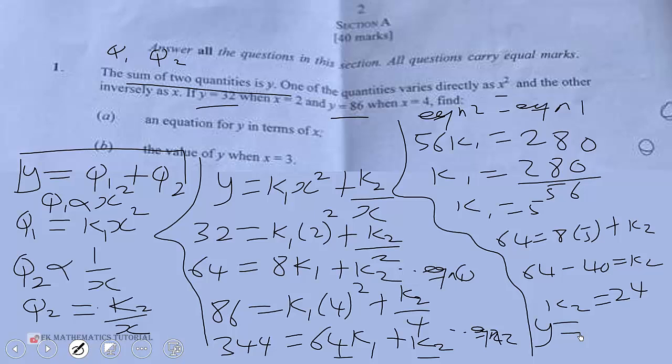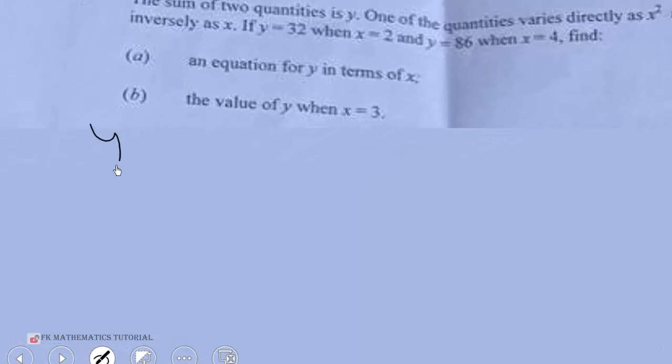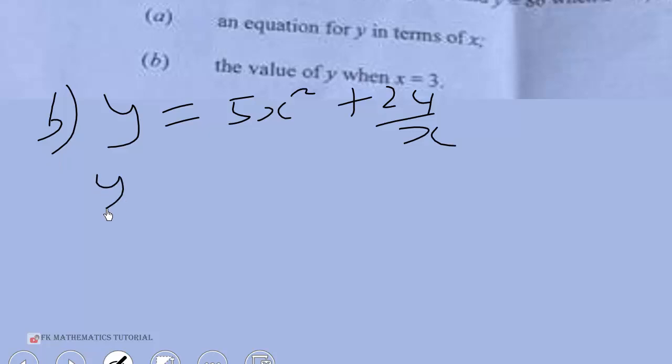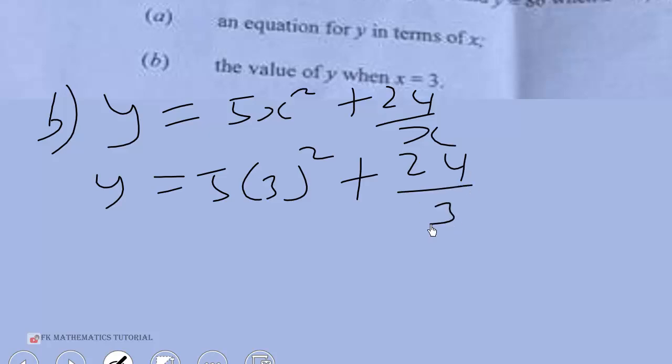Now it means that the equation we are looking for is y equals k1, which is 5x squared, plus k2, which is 24 over x. So y equals 5x squared plus 24 over x. Find the value of y when x equal 3. So y will be equal to 5 times 3 squared plus 24 over 3. 5 times 9 is 45, plus 8. So that will give us 53.